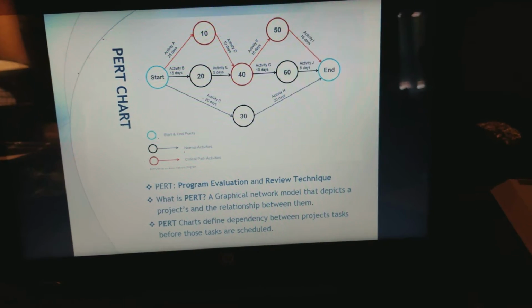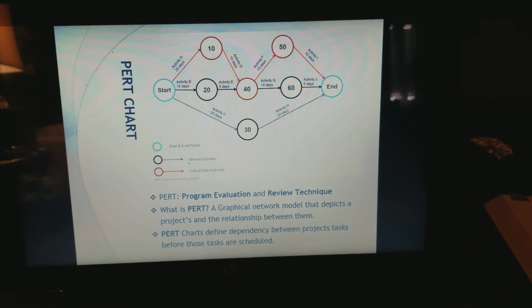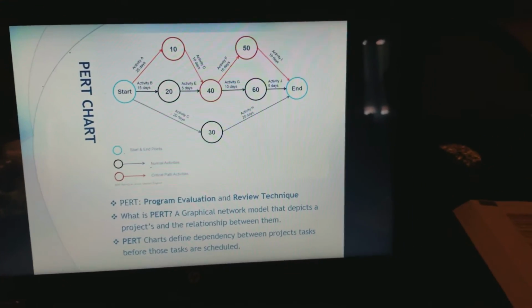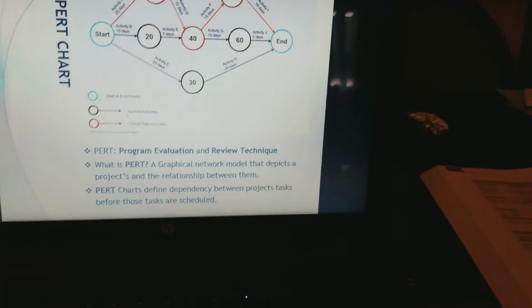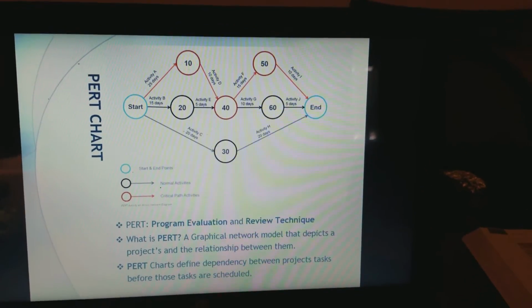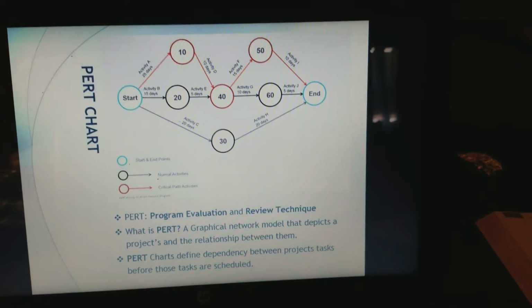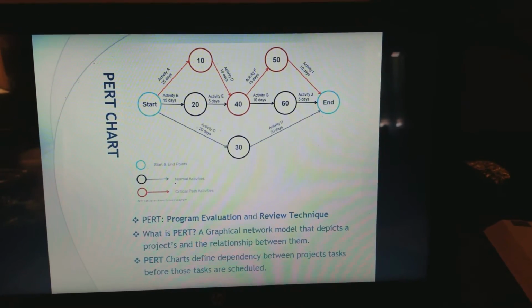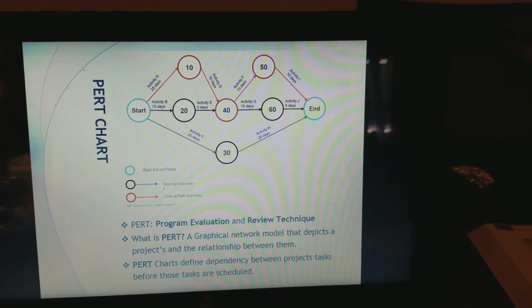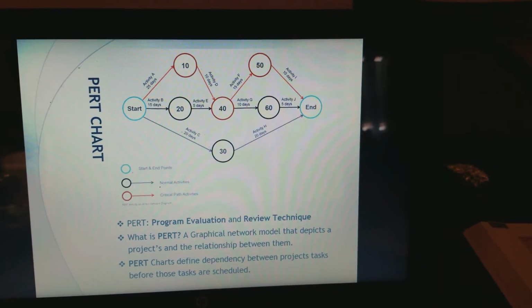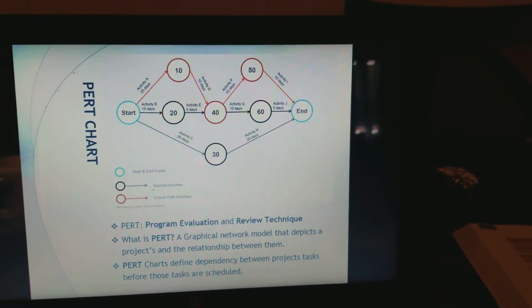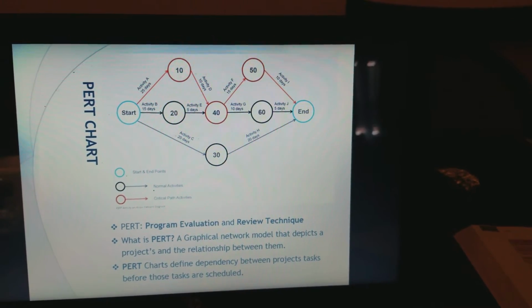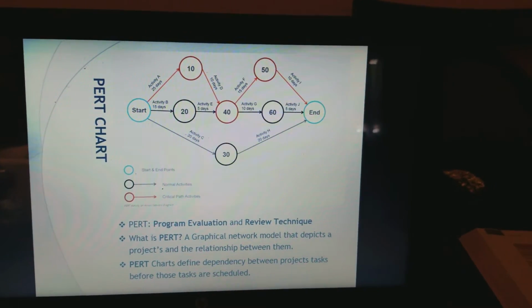The PERT chart should always have a critical path, as I just mentioned. The critical path in any project is the longest path of interdependent activities required to achieve a logical endpoint. This analysis determines which activities are critical to the project schedule.